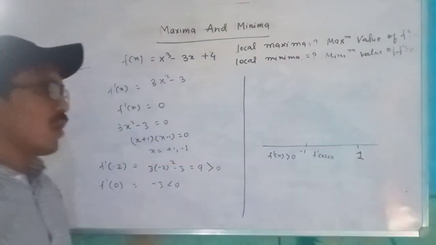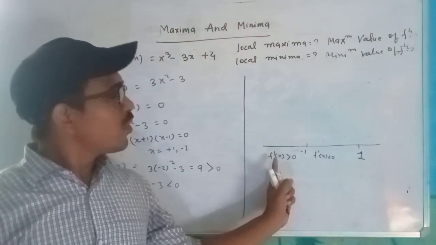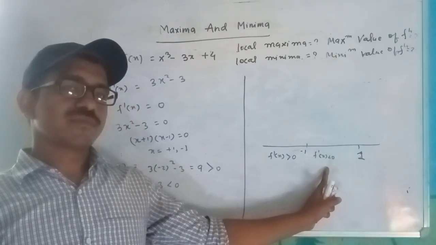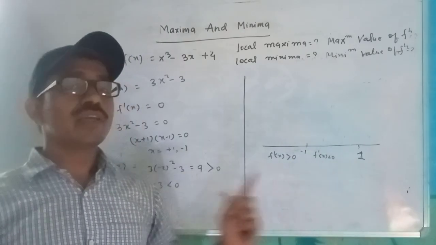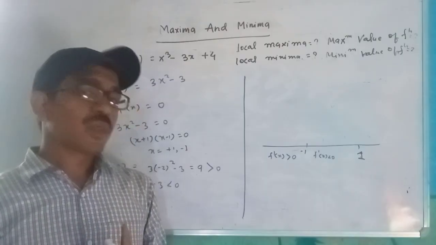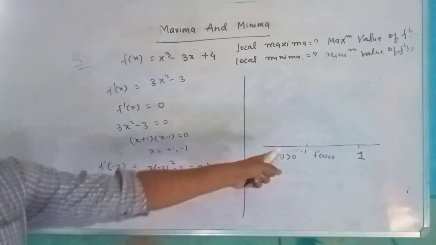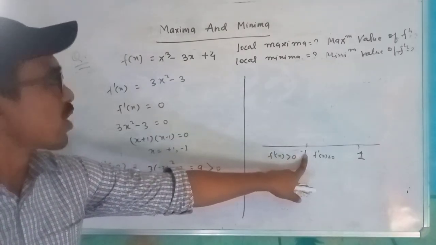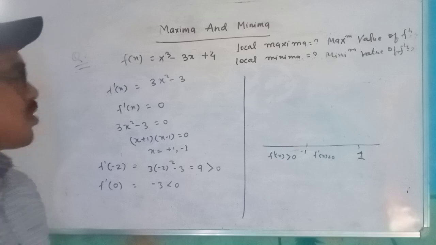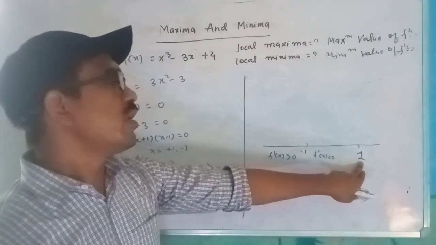Students, now tell me in what case the sign changes from positive to negative. This sign changes from positive to negative only in case of a point of local maximum. So from this observation we can clearly say that minus 1 is a point of local maximum.